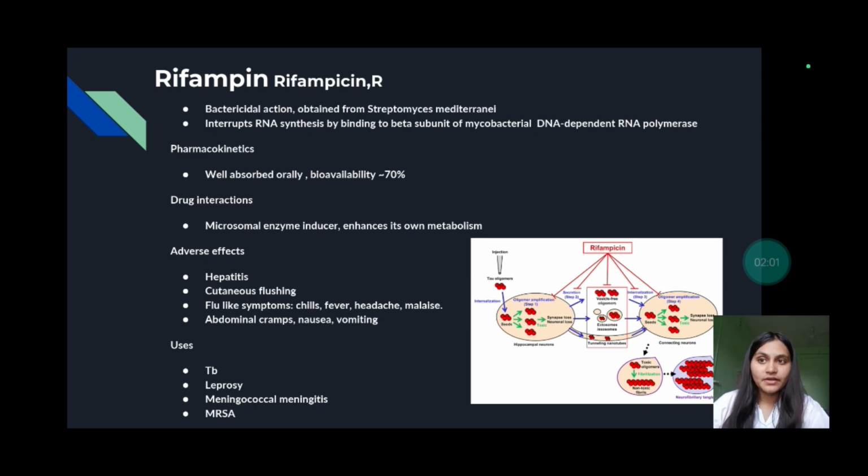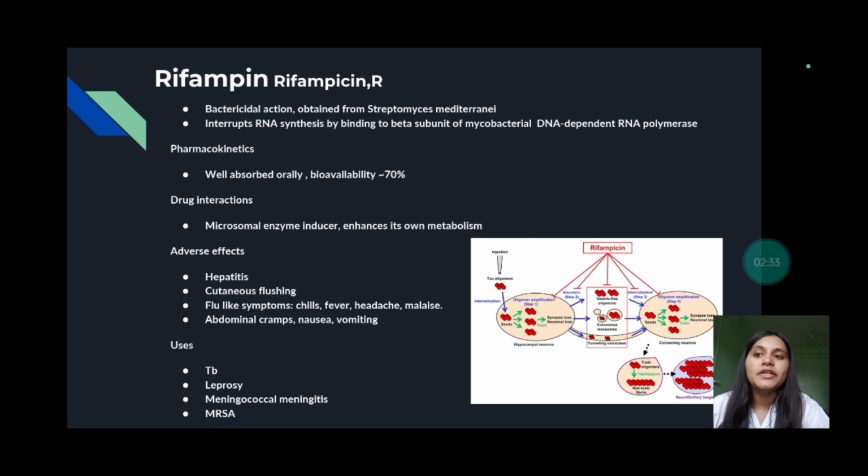Moving on to the second drug, which is rifampin or rifampicin. It has bactericidal action. It is obtained from Streptomyces mediterranei. It interrupts the RNA synthesis by binding to the beta subunit of mycobacterial DNA-dependent RNA polymerase, which has been reflected in this diagram. Pharmacokinetics: it is well absorbed orally. Bioavailability is 70%. Drug interaction: it is a microsomal enzyme inducer. It enhances its own metabolism.